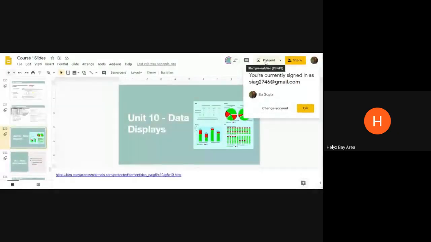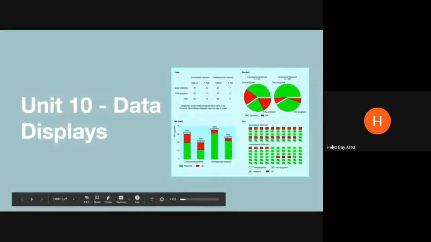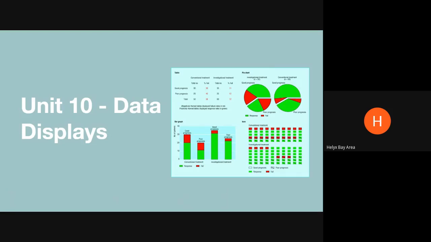Okay, so today's lesson is going to be about data displays. Data displays are meaningful ways to present data, so that you can see your data in a way that's more meaningful. When you use data representations, you can understand the data better rather than looking at numbers.